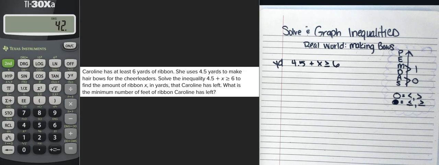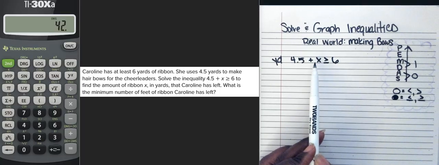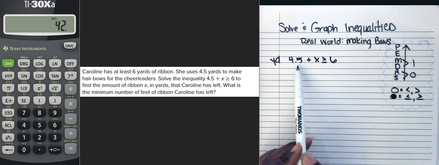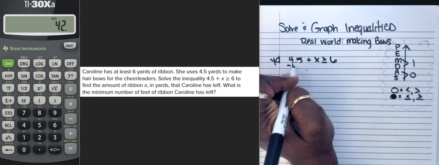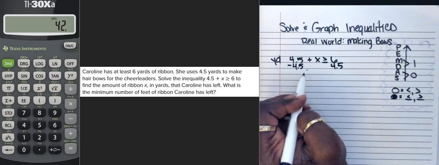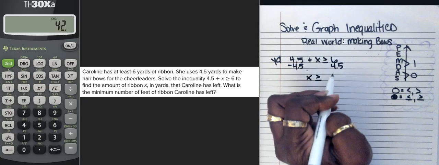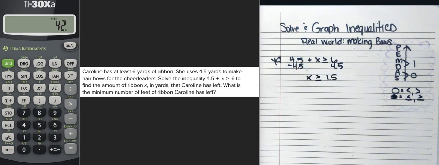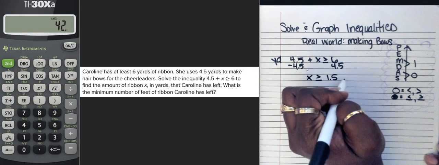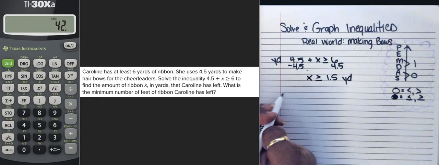So first things first, let's go on and work with what we have. I see that the variable is not isolated. We are adding 4.5. We need to get rid of that. So to get rid of it, we're going to subtract 4.5 from both sides. Okay. And so now we have x is going to be greater than or equal to 1.5. Okay. And so this is 1.5 yards. Let me make sure that I mention that. Now, what we need to do is figure out how many feet that is.